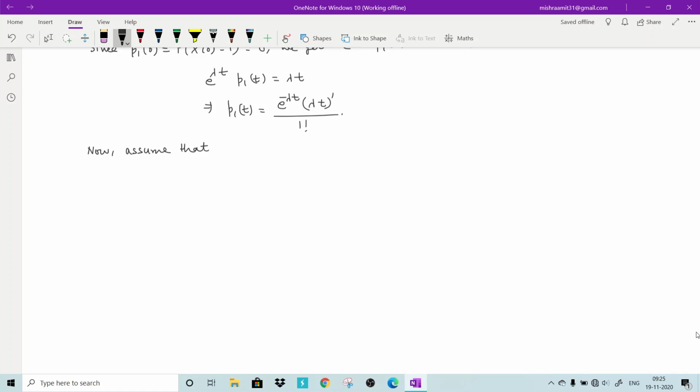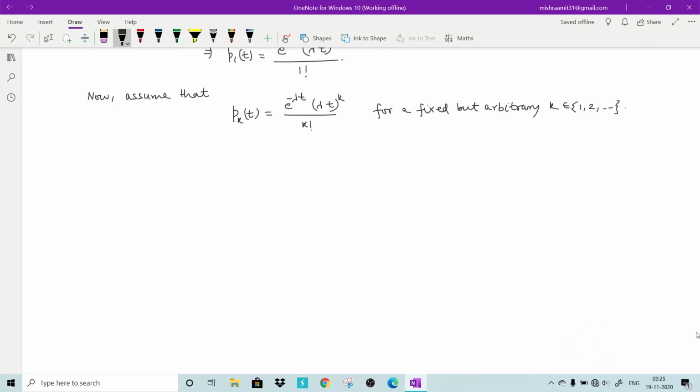Assume that this statement, p_k(t), that means the statement is true for n equals k. So we are assuming that p_k(t) is this, lambda t to the power k divided by factorial k. And this is for a fixed but arbitrary k, and k can be anything from 1 to infinity. So we are assuming that this statement is true for n equals k. Now if we can show that it is true for k plus 1, then we have done.